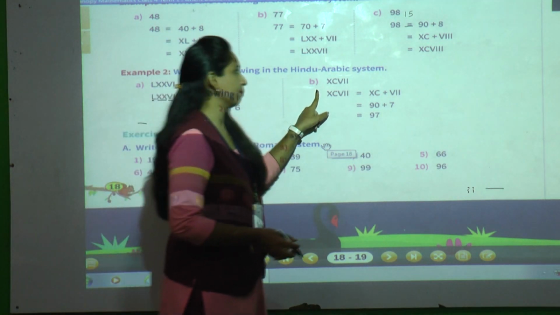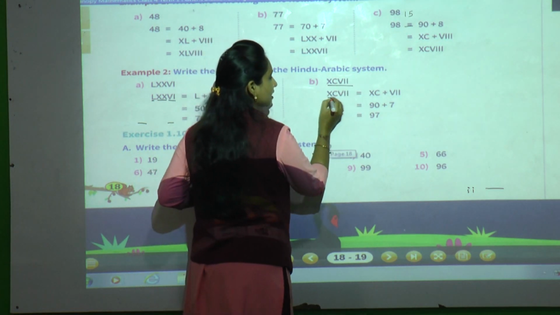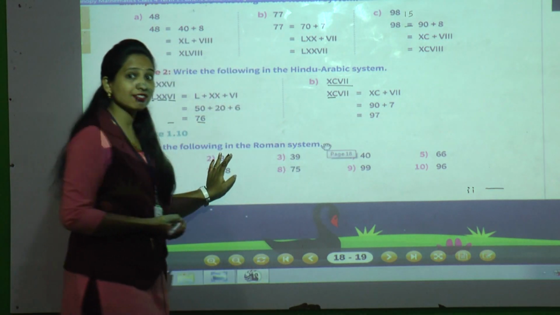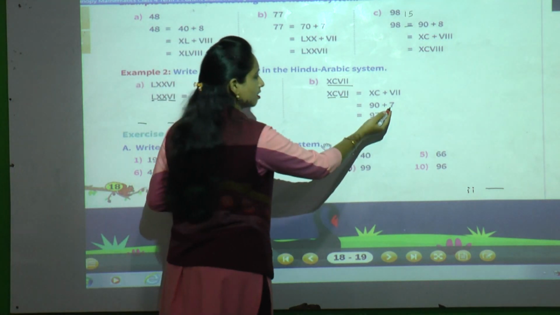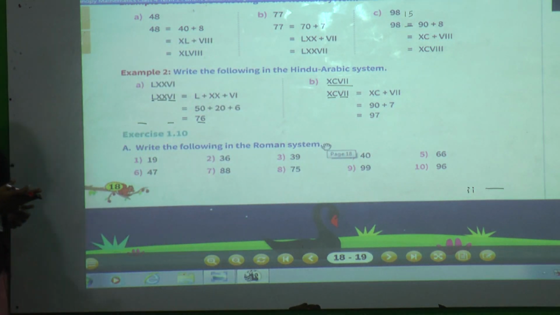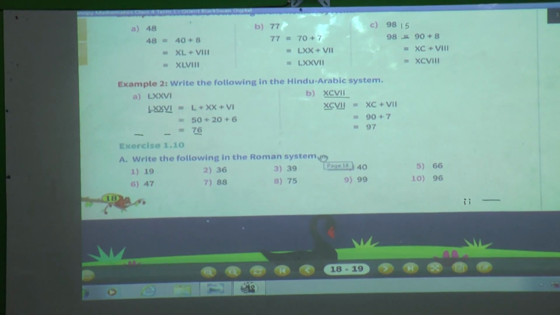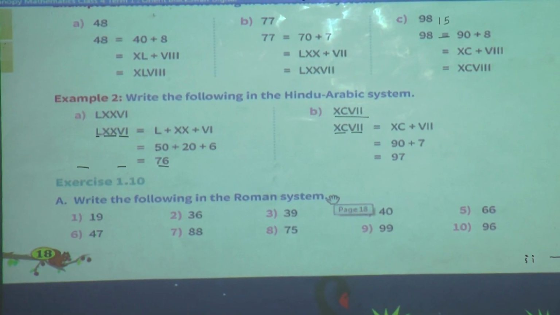Now one more example. Okay, see in this, XC value is 90 and VII value is 7. So 90 plus 7 is equal to 97. Understood till here? Yes. Now we will start our Exercise 1.10.